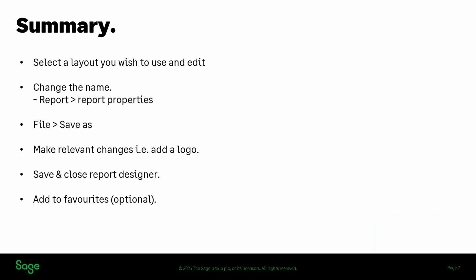So to summarise the session, you're going to select a layout you wish to use and edit. You're first going to change the name by going to Report and then Report Properties. You then do File and then Save As and put the new file name in there. You're then going to make your relevant changes, so add a logo, add your text. And then you're going to save and close the Report Designer. And then you've got the option to add it to your favorites, which again is optional. But a lot of people do find that a lot easier than trying to look through the list for the relevant layout.